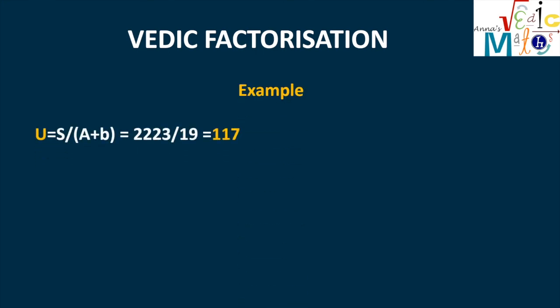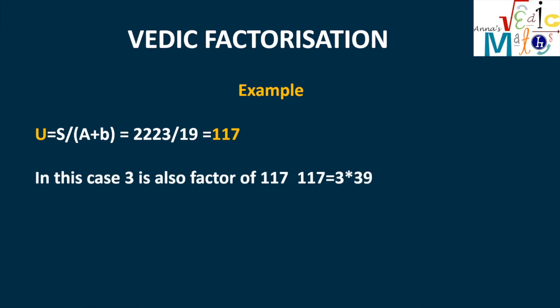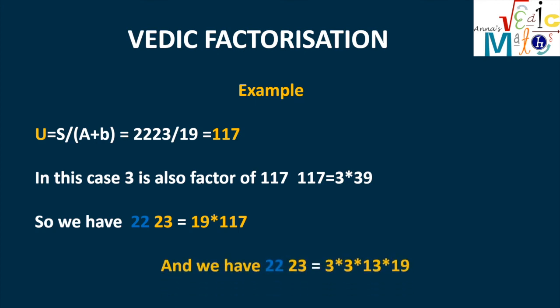Now we can find U equal S divided by 19, that is 117. In this case, the 3 is also a factor of 117, and that is equal to 3 multiplied by 39. So we have 2223 equal 19 multiplied by 117. We can go on with the factorization, and we have 2223 equal 3 times 3 times 13 times 19.